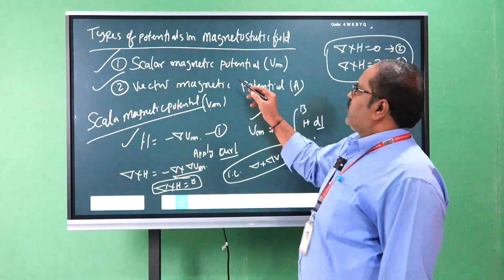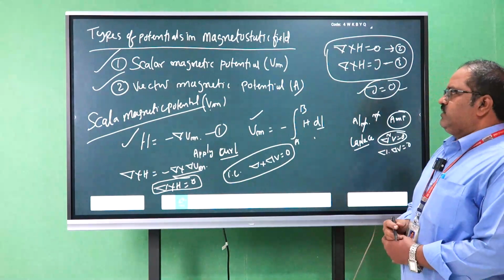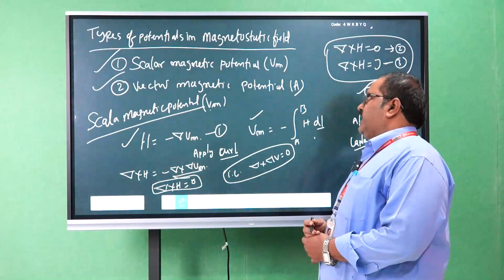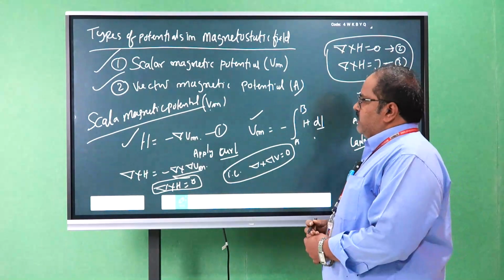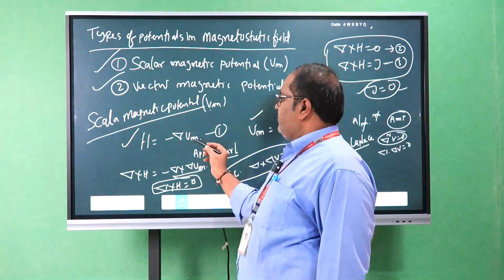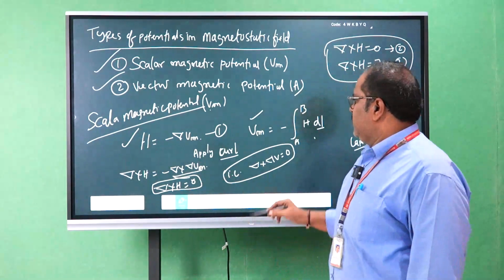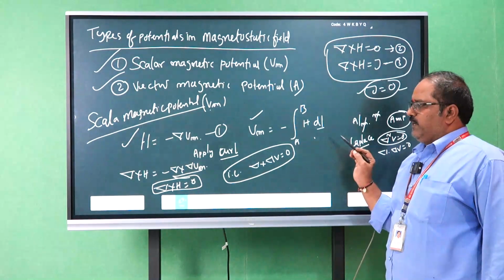types of potentials in magnetostatic field. The first one is scalar magnetic potential. The second one is vector magnetic potential. Scalar magnetic potential is denoted as Vm. Vector magnetic potential is denoted as A. The negative gradient of the scalar magnetic potential Vm gives the magnetic field intensity H, where H is equal to minus del Vm. Directly, we define Vm is equal to minus the integral from A to B of H into dl.